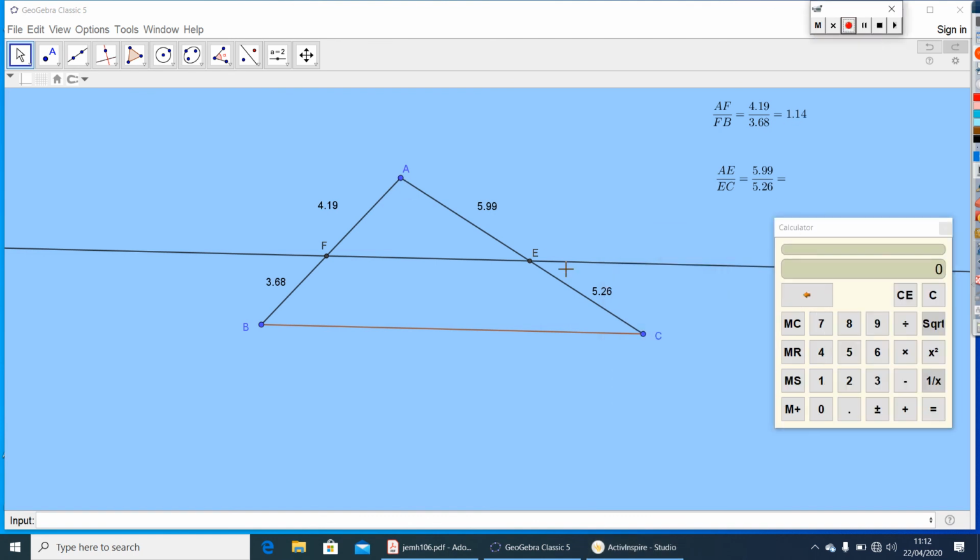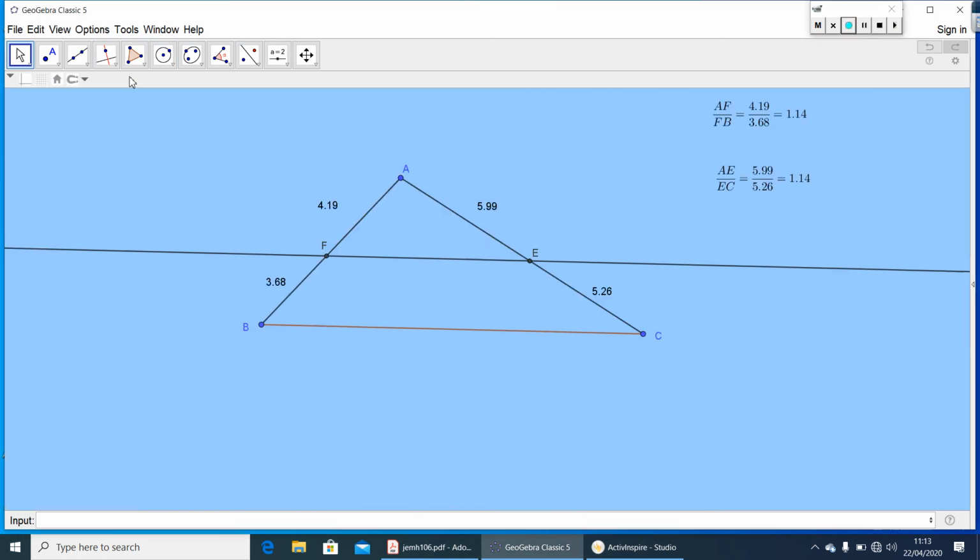Now let me find out AE by EC, 5.99 divided by 5.26. What will you get? That also is 1.138783. Correct to two places of decimals, you can write it as 1.14 here too. That means both the ratios are equal. AF by FB and AE by EC are equal.